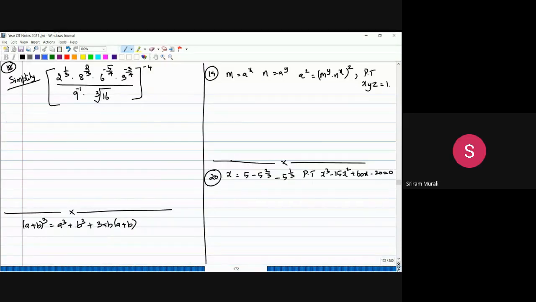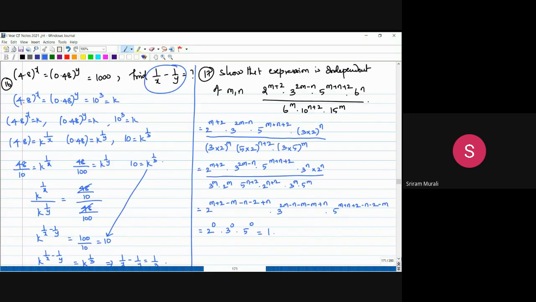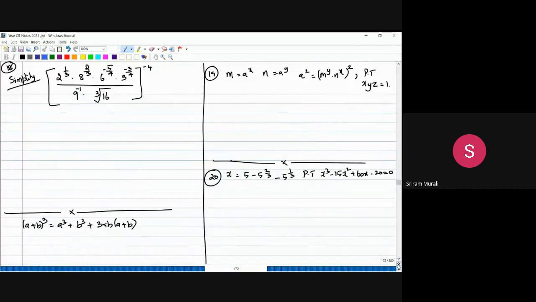So 18th question. The same way we want to solve. The bases are 8, 6, 3. Like the last problem, reduce to the prime factors. The highlight of this problem is to reduce to the prime factors. Then only you can get it to the same base. That is what I said in the beginning. If you want to apply the law of indices, I should bring it to the same base. So do the same here.